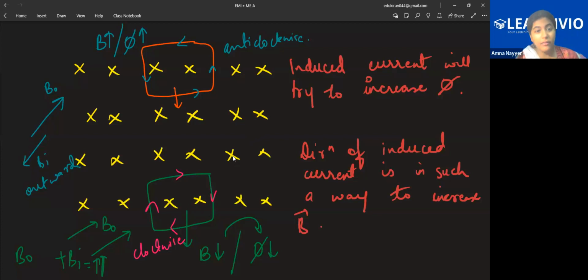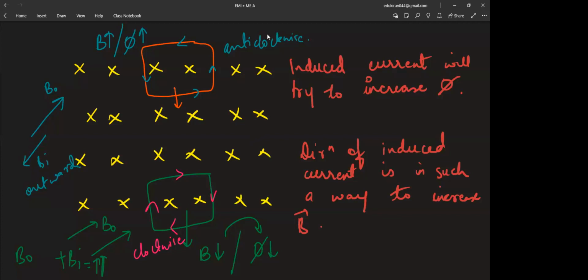Random shapes you'll be having, random cases you'll be having. So you have to solve in this pattern. Then only you'll be able to conclude your answers. Okay. Write down this.